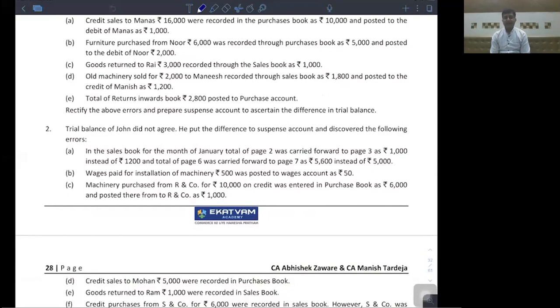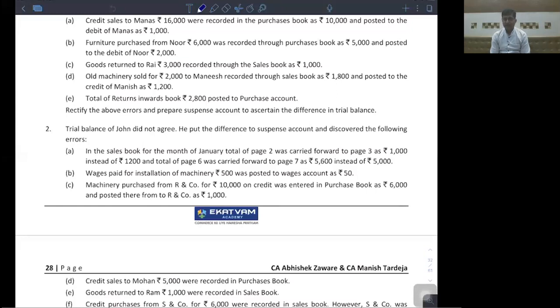As far as the carry forward errors are concerned, Aniket, the carry forward errors are to be rectified similar to the posting errors. Like you rectify the posting errors, similarly you rectify the carry forward errors also.